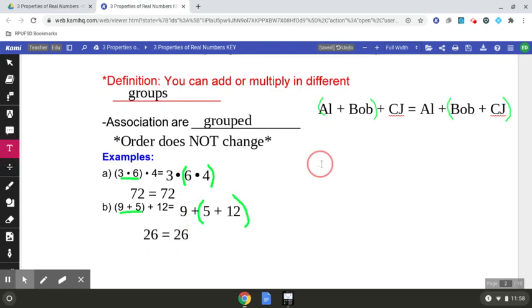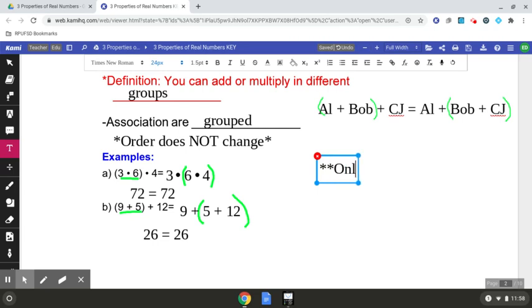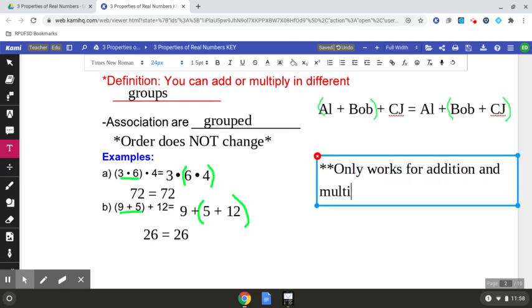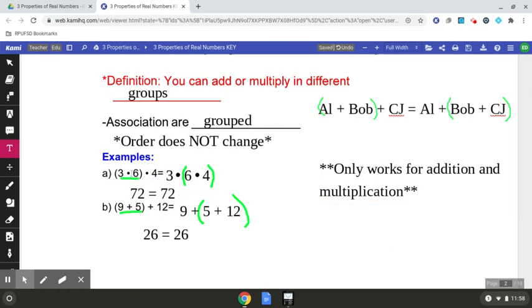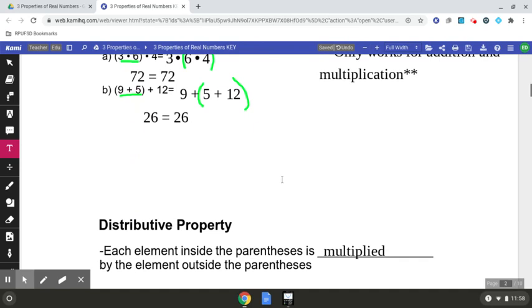This will only work for addition and multiplication. If I try to change it to subtraction or division, it's not going to work. Also notice that in both A and B, it was all multiplication or all addition. That also has to stay the same. Okay, so that's our second property.